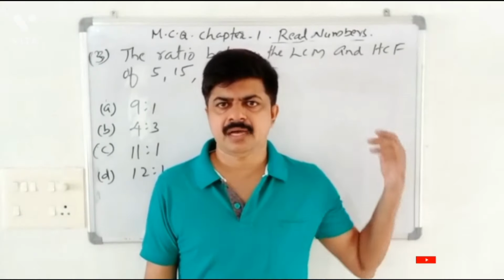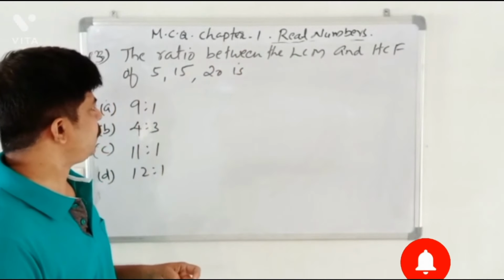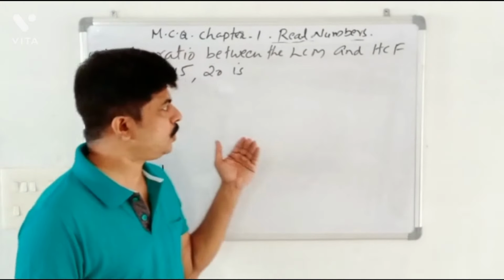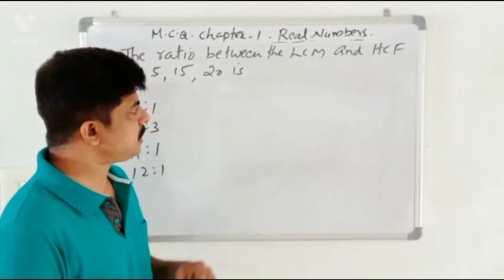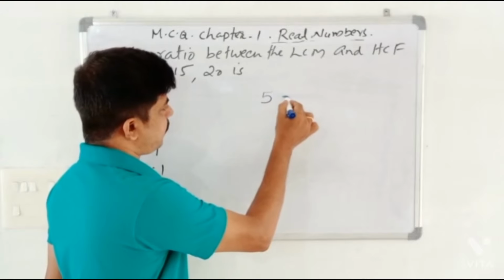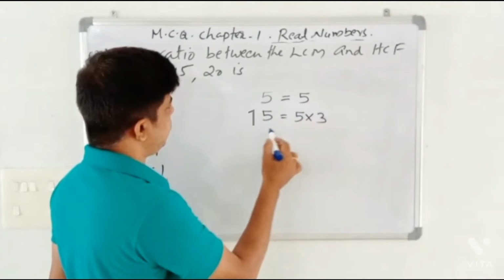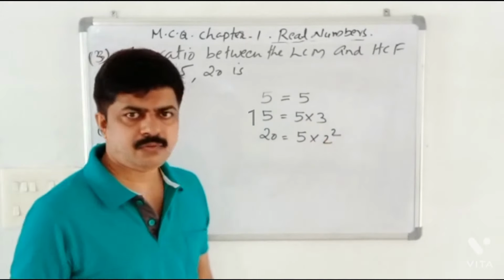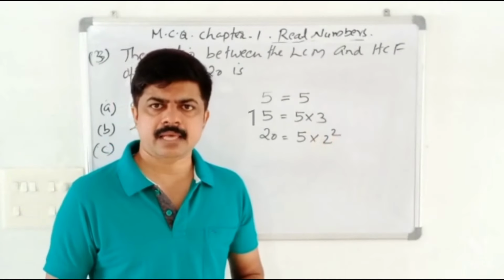Here we have the third question: the ratio between the LCM and HCF of 5, 15 and 20 is dash. We have to find the ratio between the LCM and HCF. We already know how to find the LCM and HCF. We are given three numbers. 5 itself is a prime number. 15 can be written as 5 into 3. 20 can be written as 5 into 2 square. We have to find the LCM and HCF, and then find the ratio between them.